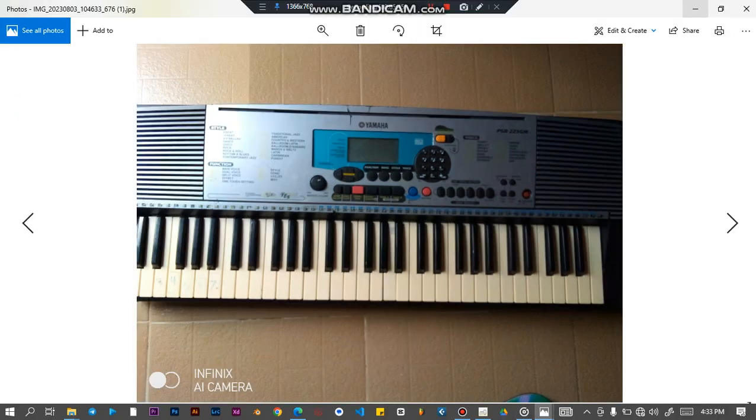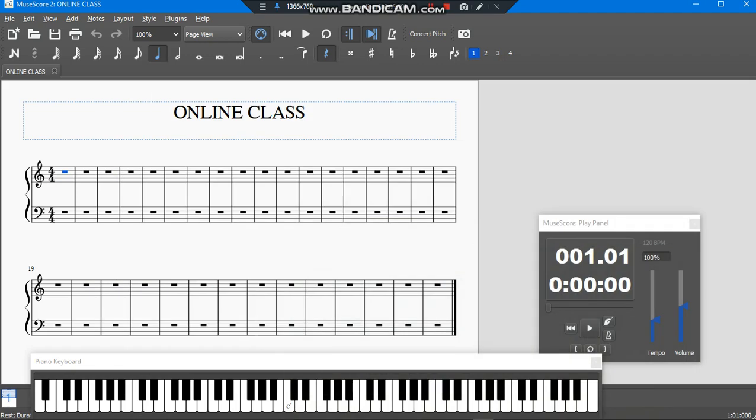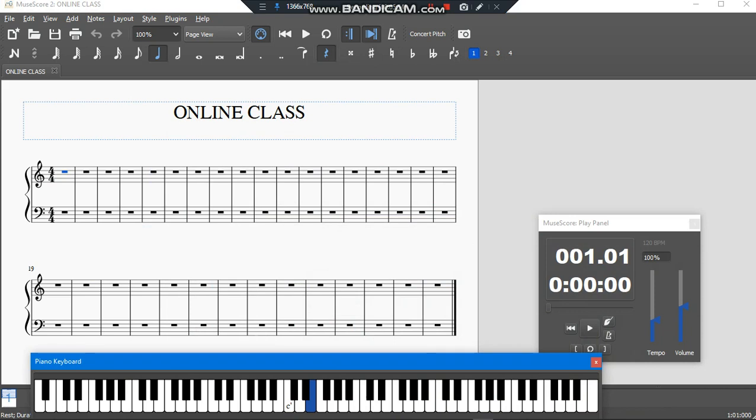Okay, so we already know where our E is. This is E, which is the first line. Then the first space will be F. The second line will be G. The second space A. The third line B. The third space, sorry, C. The fourth line D. The fourth space, this is the E, and then the last line F. So these are the positions of the musical notes, the names of these lines.